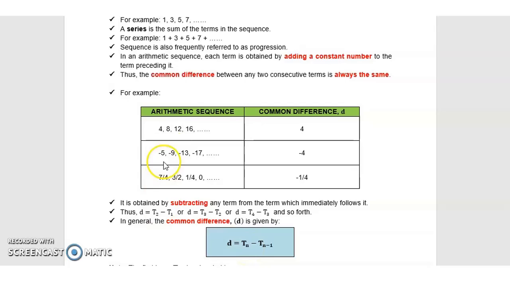In the first example here, 16 is the fourth term, T4. So n equals 4. So n minus 1, 4 minus 1 is 3, right? So D equals T4 minus T3. It must be any term subtracted from the term which immediately follows it. So you cannot do it like this, for example, D equals T4 minus T2. That one is wrong. Or you put T4 minus T1. That one also cannot.